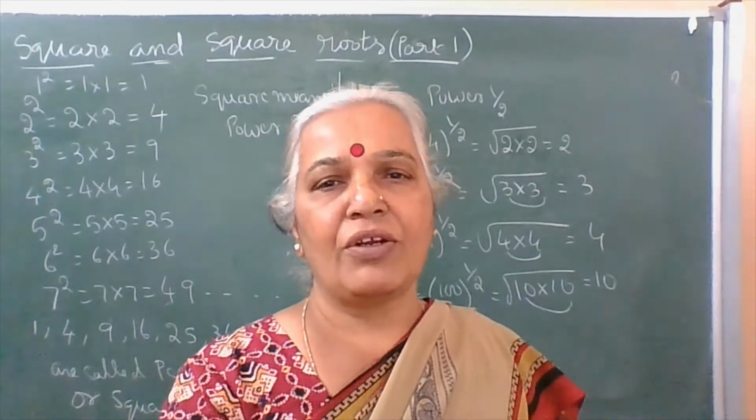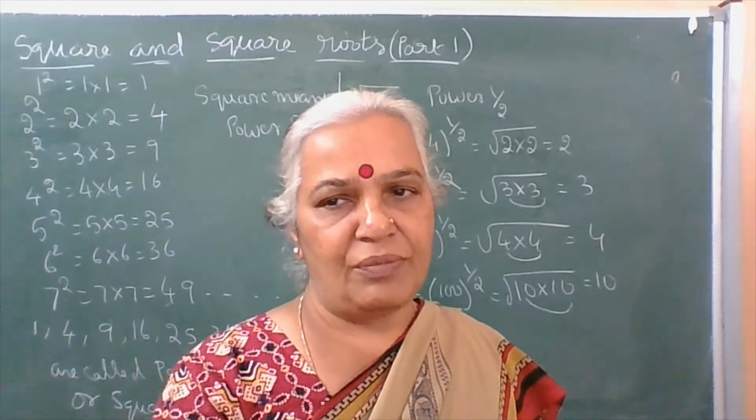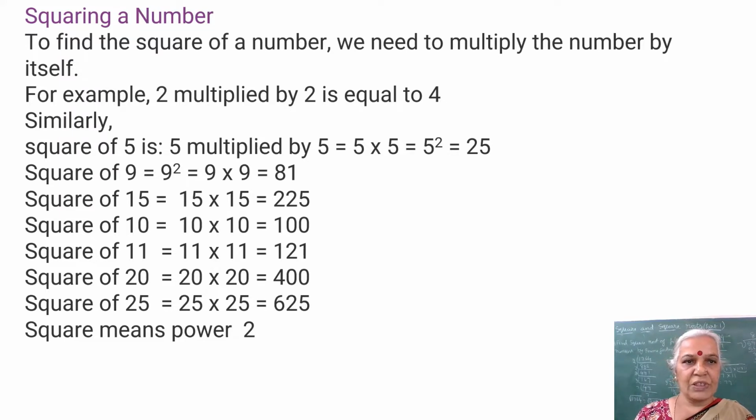Now, related to this, we are going to learn something more from the PowerPoint presentation. Squaring a number. To find the square of a number, we need to multiply the number by itself. For example, 2 multiplied by 2 is equal to 4. Similarly, square of 5 is 5 into 5, 5 square is 25. Square of 9, that is 9 square is 9 into 9, 81. And square of 15, 15 into 15 is 225.